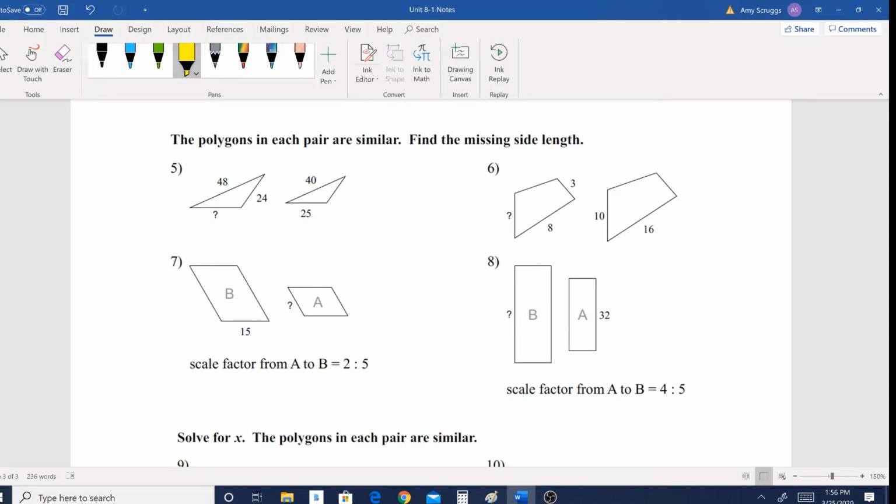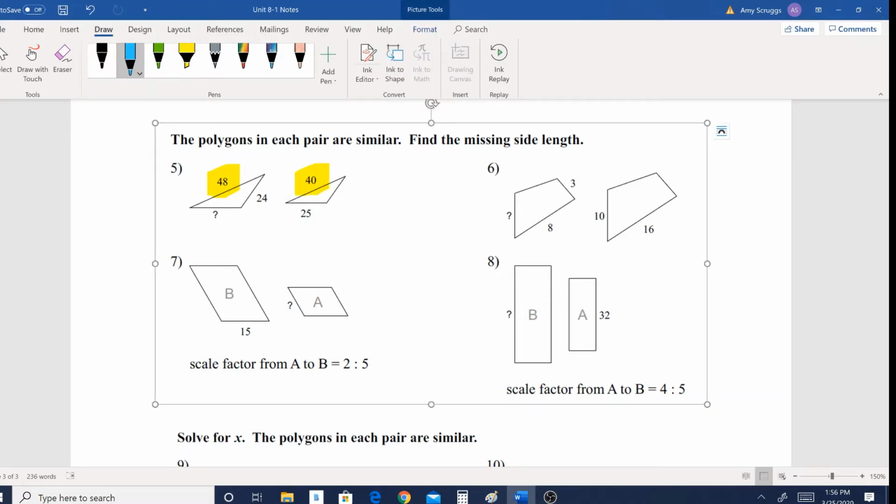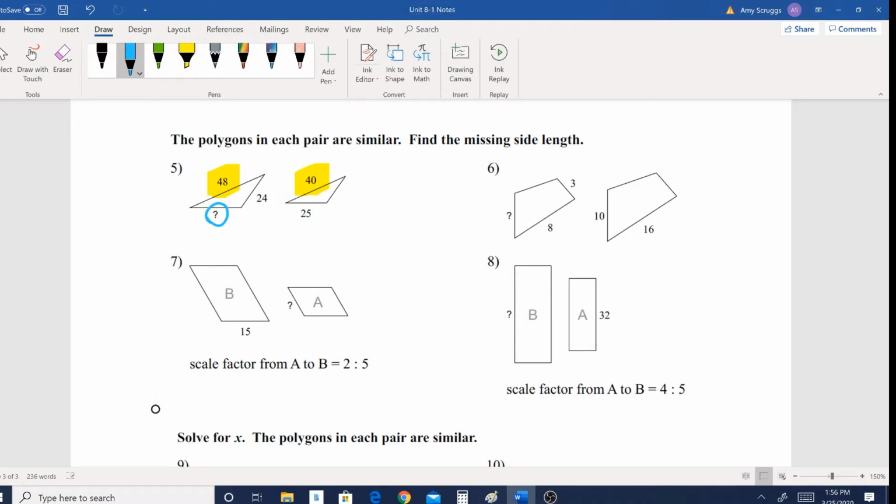side. So the side 48 corresponds with the side 40, and we also are trying to find this side right here, which is corresponding with this side right here. So I'm going to set up a ratio or a proportion. And before I do this, by the way, I want you to know there's actually multiple correct ways to set this proportion up.